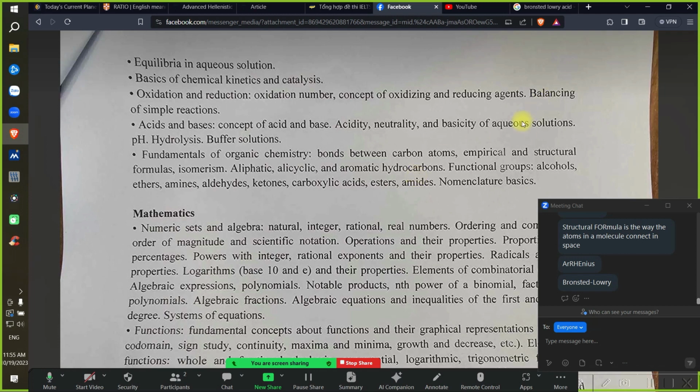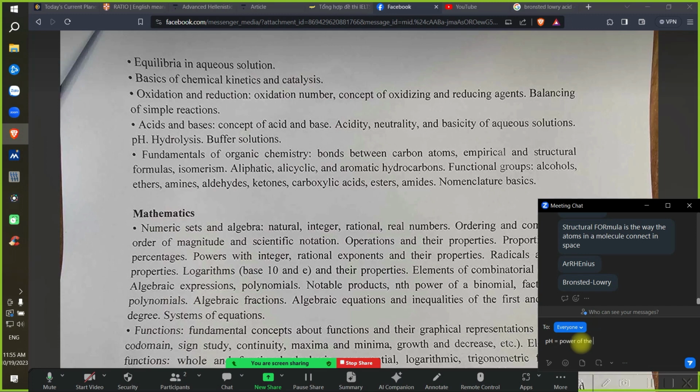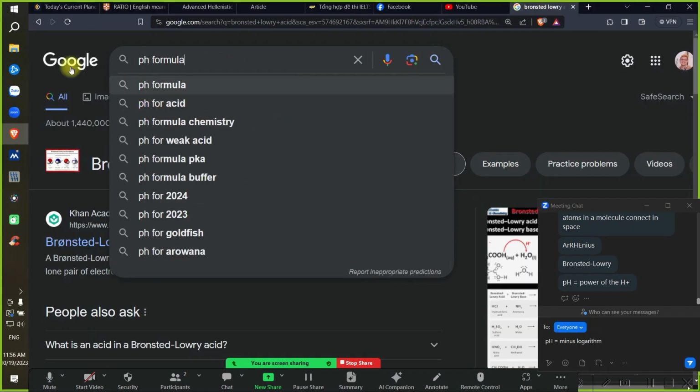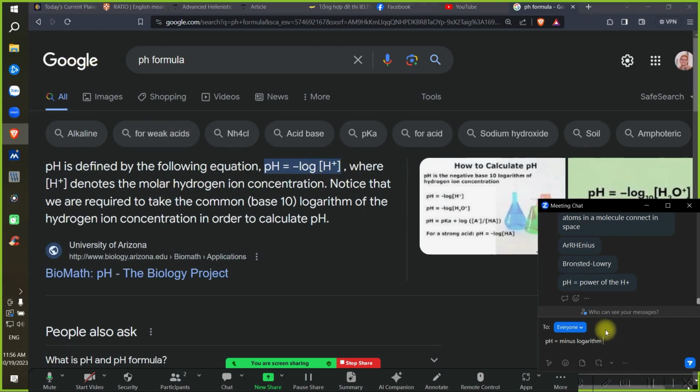And acidity, neutrality, basicity of aqueous solutions. Tính axit, tính trung hòa và tính bazơ của những cái dung dịch mà tan trong nước. Độ pH là gì, công thức là gì và cái ứng dụng của nó. How was the application of pH? pH is basically power of the H+. Sức mạnh của cái H cộng. Basically pH is equal to minus logarithm của trừ log của nồng độ H cộng không ta? Yeah, trừ log của nồng độ H cộng, đúng rồi. Minus logarithm of the concentration of H plus ion.